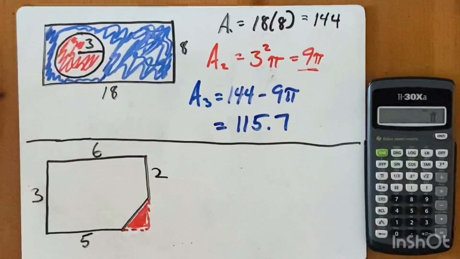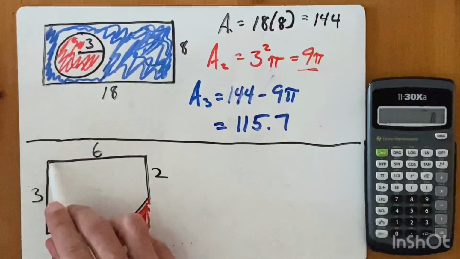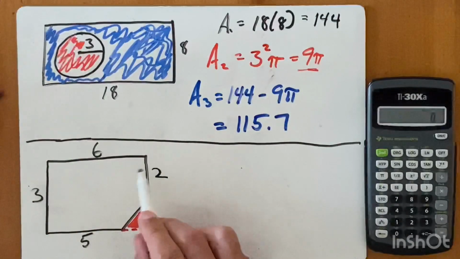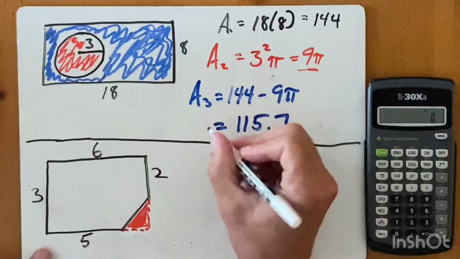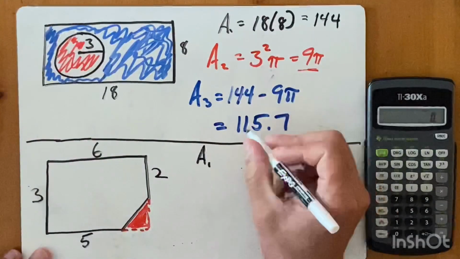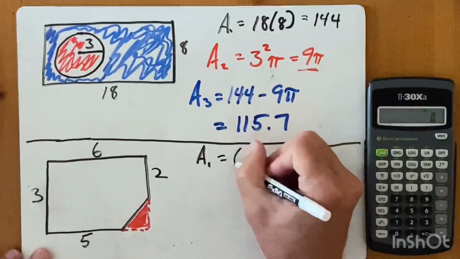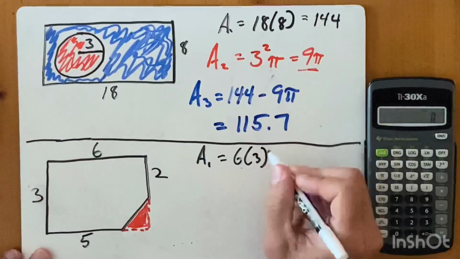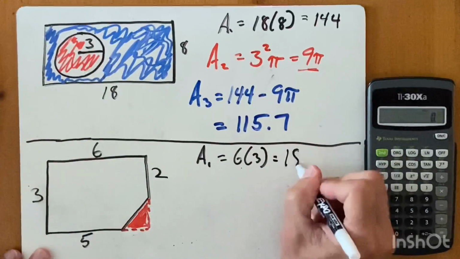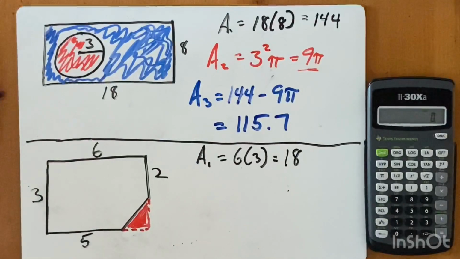Let's first find the area of the entire thing. We've got a rectangle that has a length of 6 and a width of 3. So the area of the entire complete rectangle is going to be length times width, which is equal to 18.